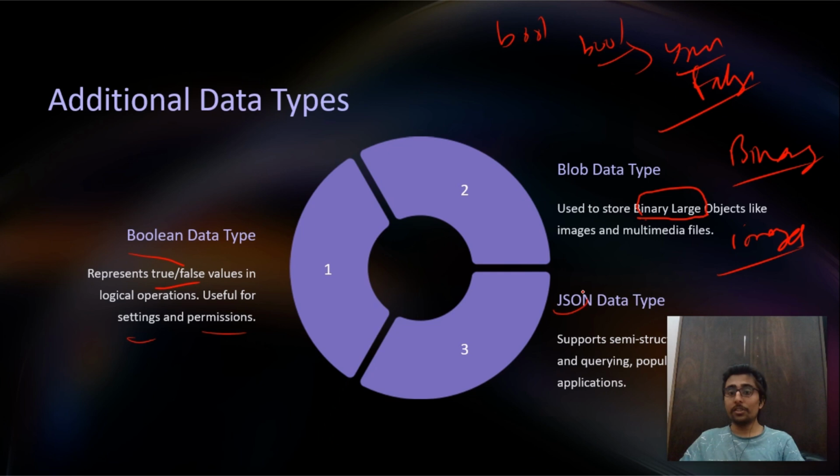And one more data type, which is JSON. You would be quite aware of JSON, because you might have used it in Python or so many other places.